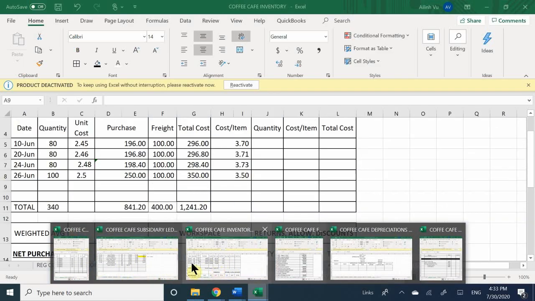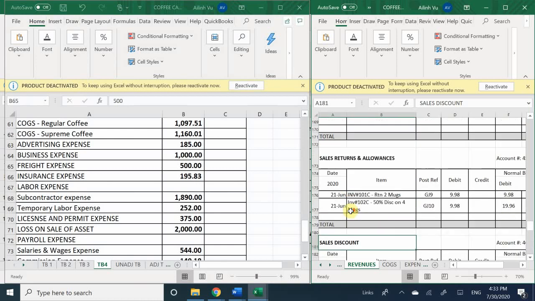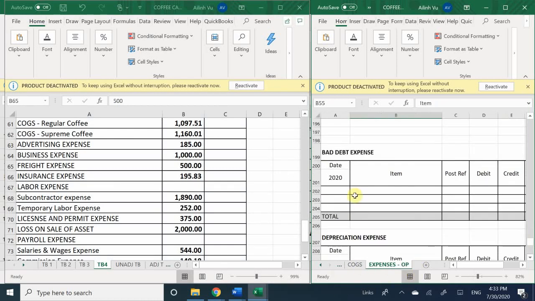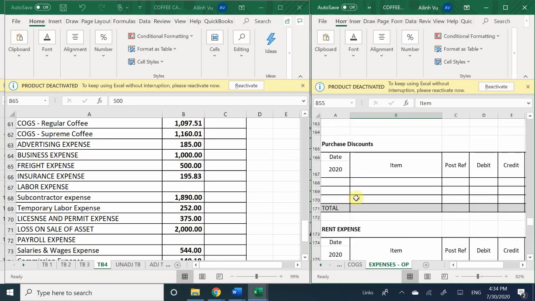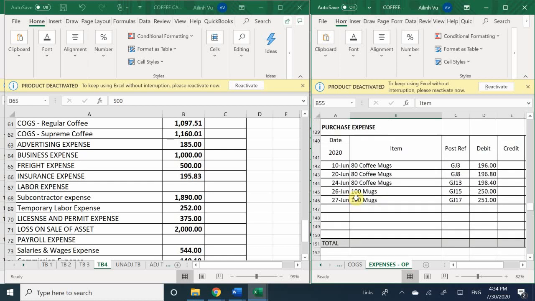Did we forget to journalize? Or did we forget to add something? Where's my subsidiary? Let's see what happens. So let's go to purchase expense. We had a purchase on the 10th, the 20th, the 24th, 26th, and 27th. That's a total of 5 things that we purchased. There's another 100 I'm missing. Me too.